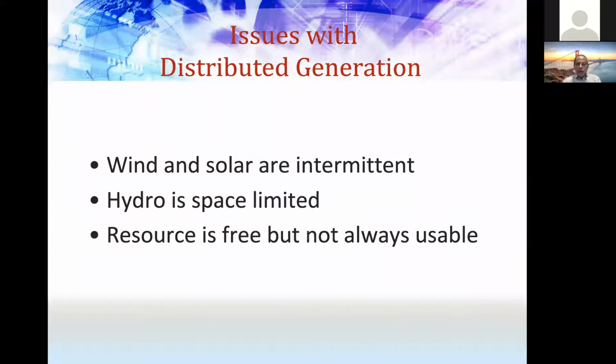Wind and solar are free, but they're intermittent. They're not guaranteed all the time. Number one. Hydro is space limited because you cannot put hydro plant in Manchester or in London, not in New York City, but it is available for free when it is allowed in a given space. So resource is free, but not always usable. That's the challenge, and see how smart grid can help.